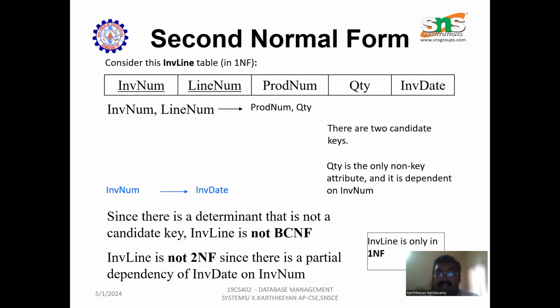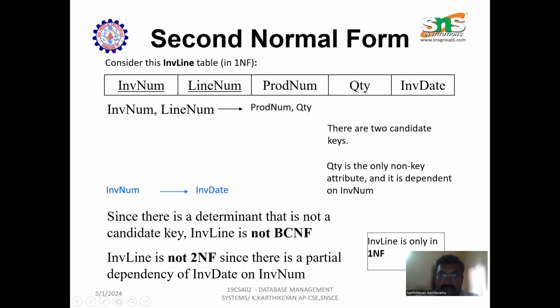Consider this inventory line table in 1NF: inventory number, line number, product number, quantity, inventory date. For example, line number belongs to inventory number, product number belongs to inventory, but quantity does not belong to that; it belongs only to product number. So we have to divide it into two parts. First, take inventory number, line number, product number and quantity. There are two candidate keys. Quantity is the only non-key attribute. It is dependent on inventory number.